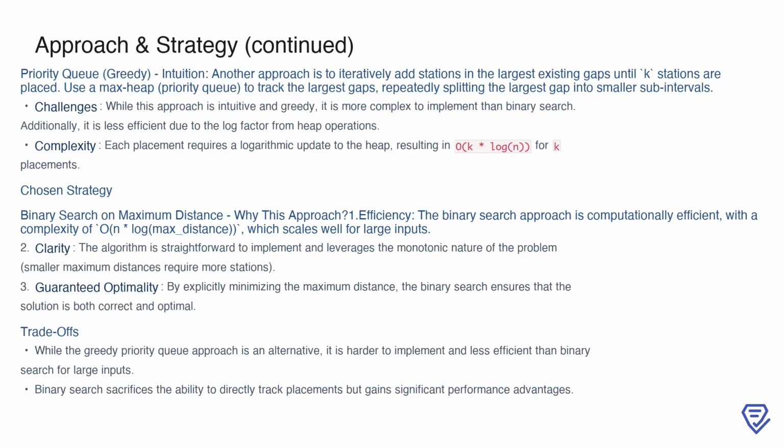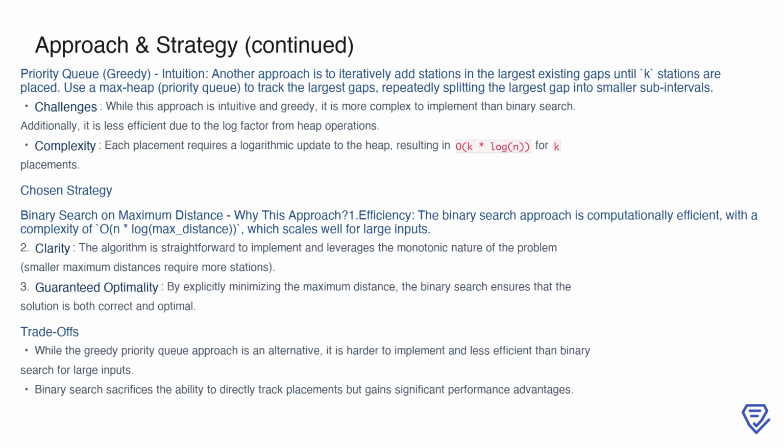The largest gap is always prioritized, and the heap structure allows us to efficiently track and update these gaps as new stations are added. While this approach is intuitive and directly addresses the largest gaps first, it has some drawbacks. The implementation is more complex compared to binary search, and it is less efficient due to the logarithmic overhead of maintaining the heap. Specifically, the complexity for this approach is O(k log n), which involves logarithmic updates for each of the k placements. Ultimately, the binary search approach is preferred for this problem.